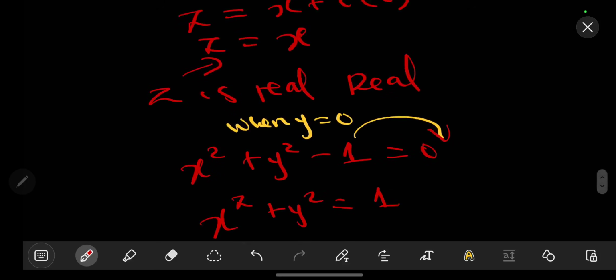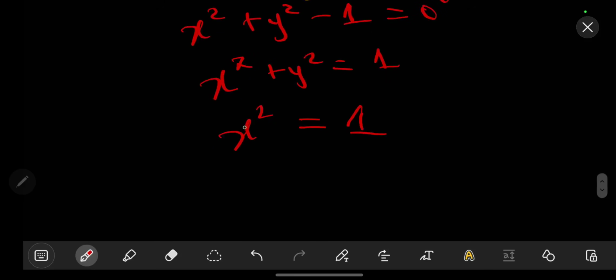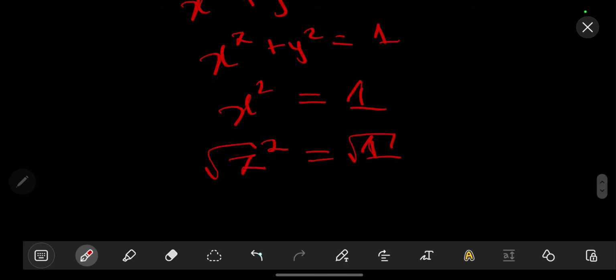But remember, this other equation is saying that z is equal to x. It means where there is x, we are going to put z. Then z squared should be equal to 1. Then all we have to do is find the absolute value of z, which can be found by taking the square root of both sides.